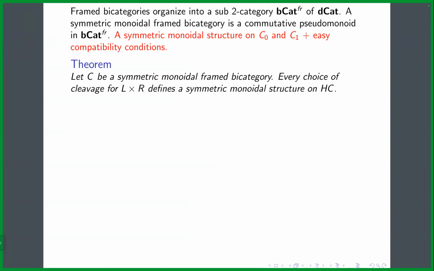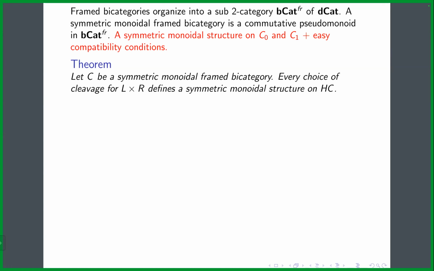So an symmetric monoidal frame bicategory, as always, is a commutative pseudomonoid in BCAT FR. A symmetric monoidal structure on a frame bicategory is just a symmetric monoidal structure on the category of objects of C and the category of squares in C, plus some pair of compatibility conditions. So a frame double category is something that is sort of easy to define, something that's almost two one-dimensional things, which is good. So we have the following theorem.